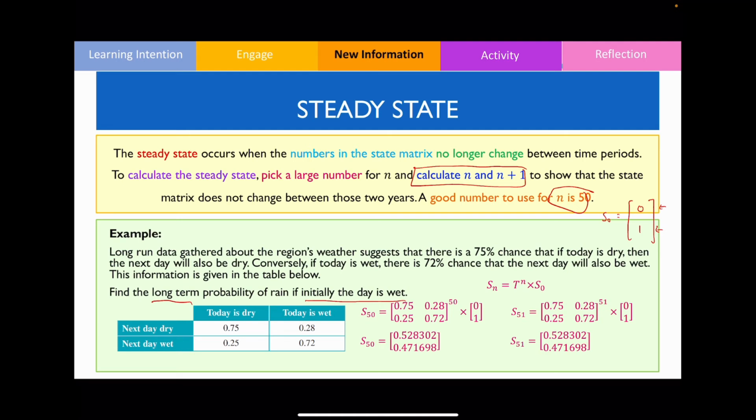Therefore, to now answer this question, the probability of it raining, given that the first day is going to be wet, is going to be equal to 47%. Let's now look at another example.